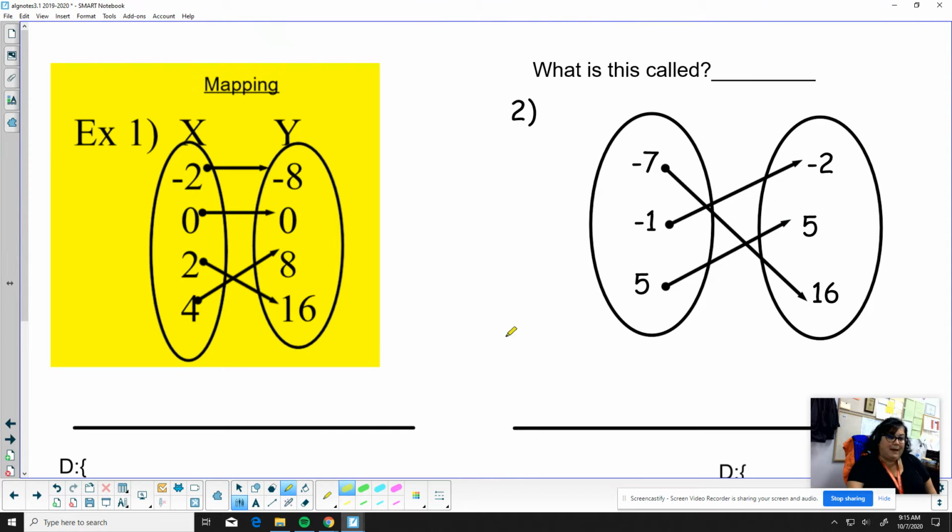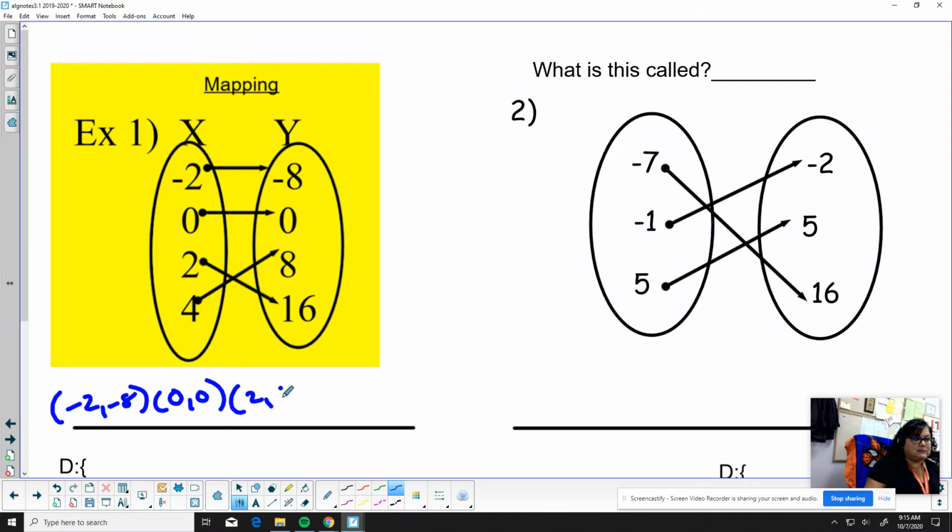Okay, this is called a mapping. A mapping is just another way of displaying ordered pairs. It's new. We didn't do a mapping in pre-algebra. So when I read or interpret this mapping, the first ordered pair is (-2, -8). You see the arrow pointing. (0, 0) is my second. (2, 16) is my third. And (4, 8) is my last. You can tell there are 4 arrows, so there are 4 points.